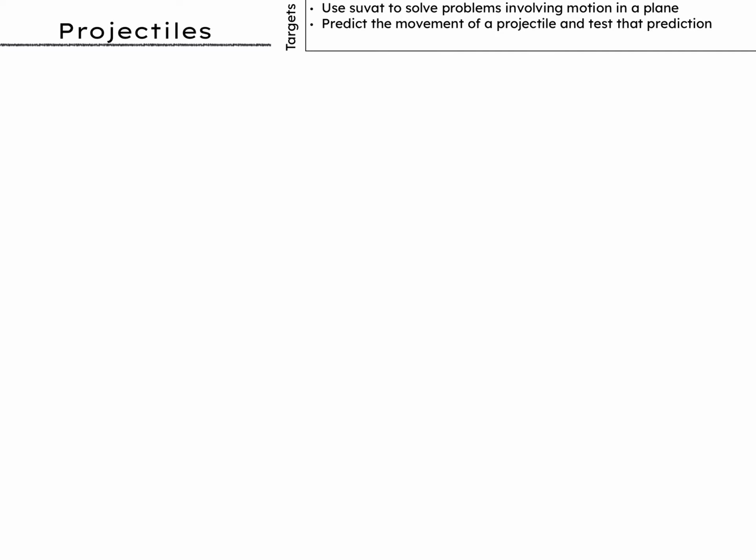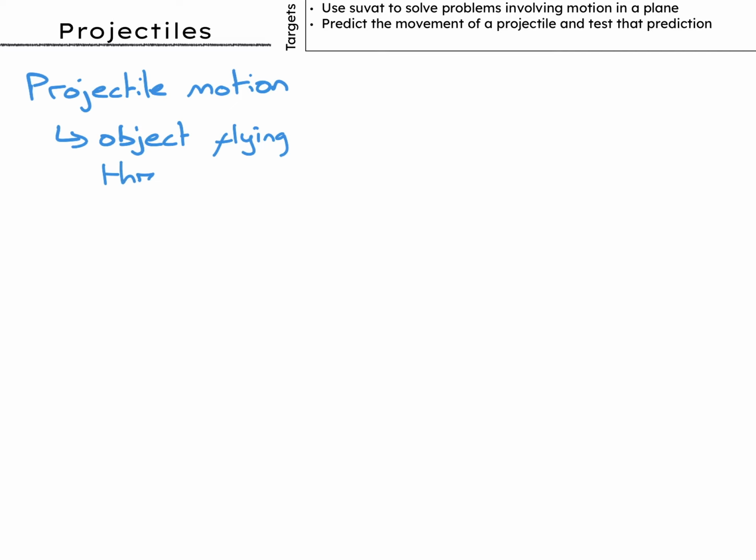Starting with the basics, let's make sure we understand what we mean by projectile motion. A projectile is simply an object flying through the air. Away from physics, people would only be thinking about missiles really, but within physics it could be any object.